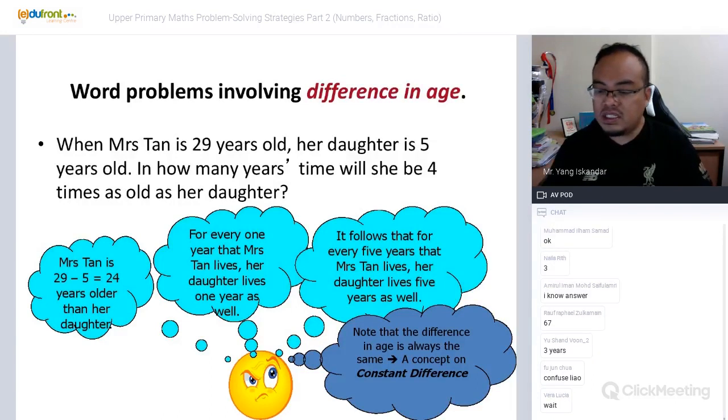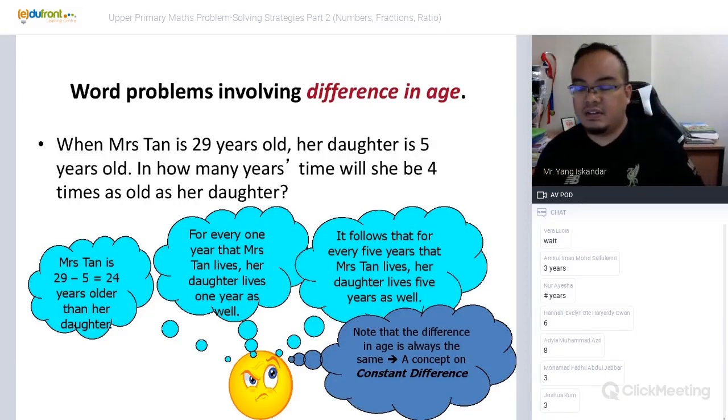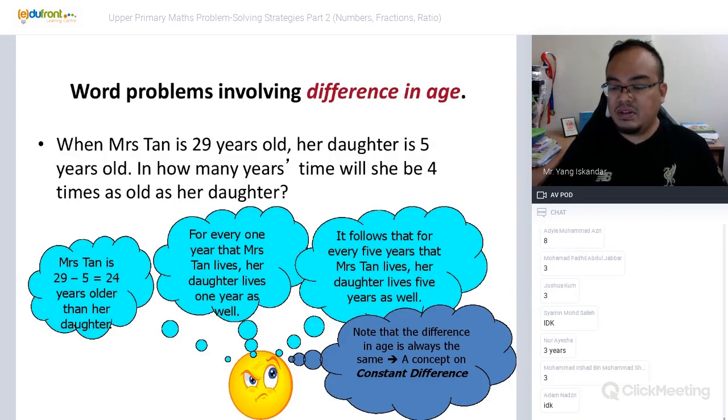67? Oh, not 67. Yushen, 3. Fuchun is confused. Ana, 6. Adila, 8. Okay, don't know? Never mind. This is what I'm going to continue with later, I'm going to share with you.